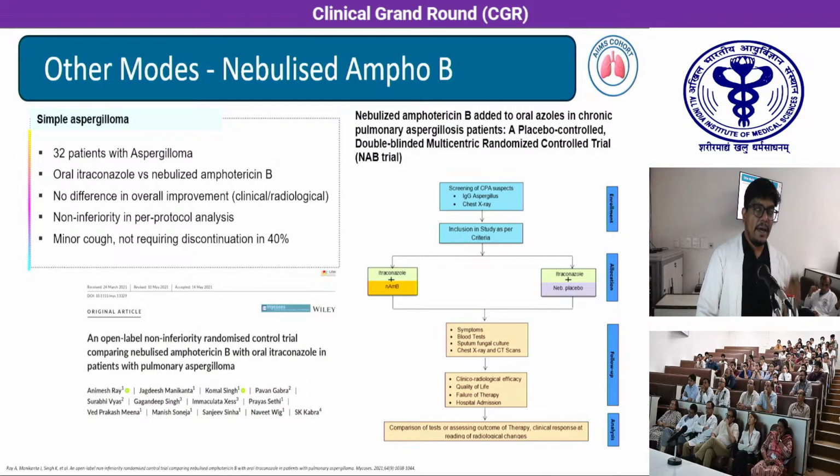So now I have discussed oral and IV options, but can we give antifungal therapy through other routes? So we had evaluated in a cohort of 32 patients whether nebulized amphotericin B shows any benefits. It was compared to oral itraconazole in patients with aspergilloma and had shown non-inferiority. The only major adverse effect was minor cough. However, it did not require treatment discontinuation. On the right is an ongoing study from the department, which is a placebo-controlled, double-blinded, multi-center RCT, which is evaluating the role of nebulized amphotericin B added to oral itraconazole in patients with CPA.